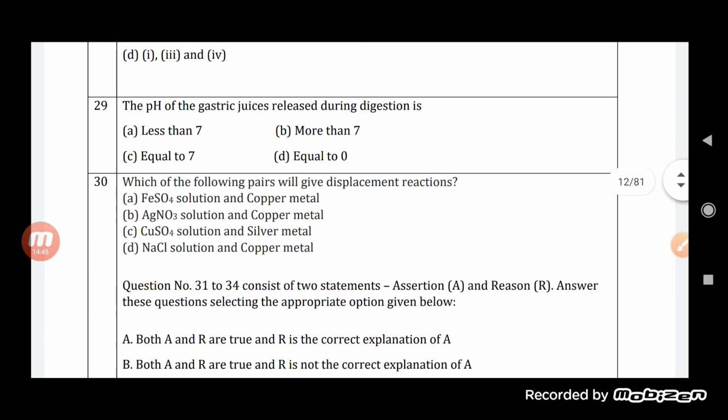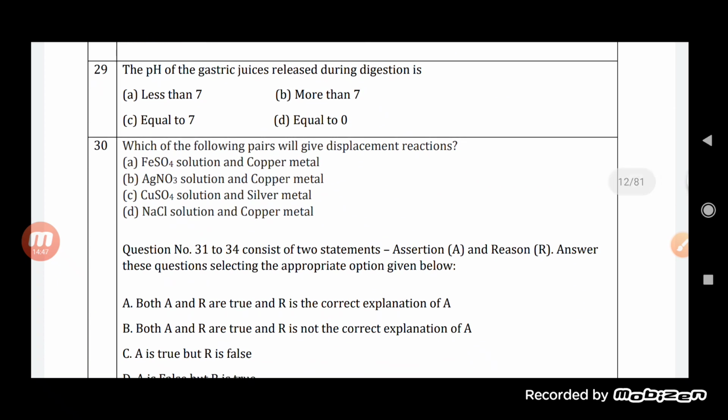Okay. Then the next one is, the pH of the gastric juice released during digestion is. So what is the pH of gastric juice?